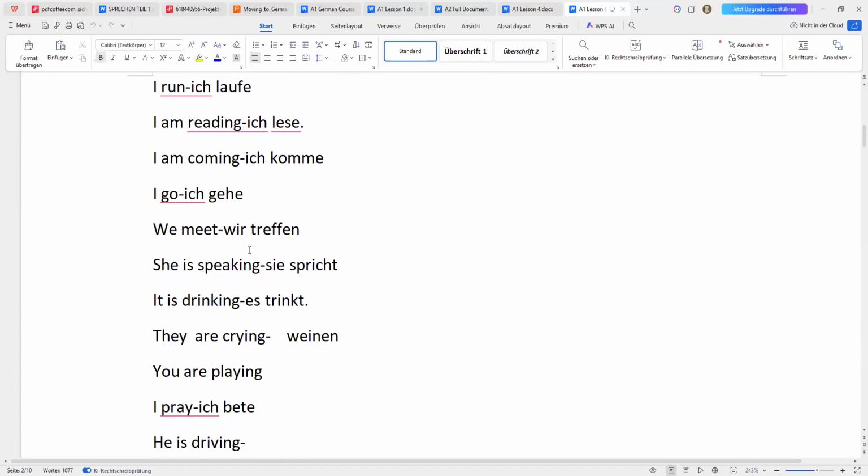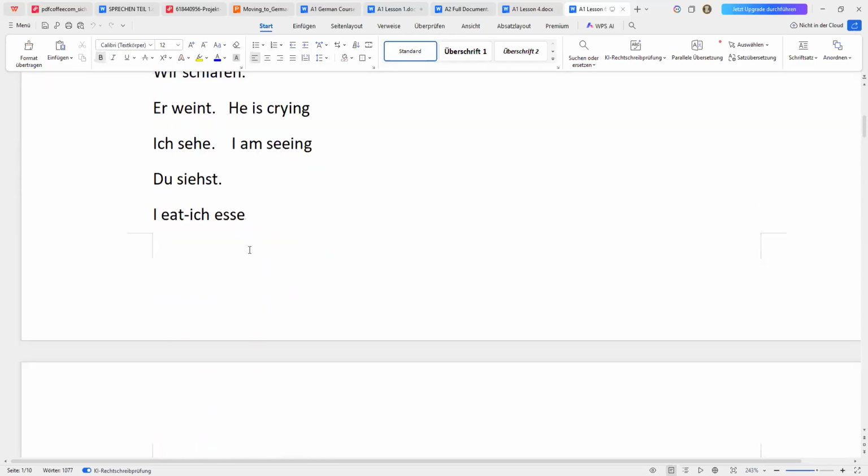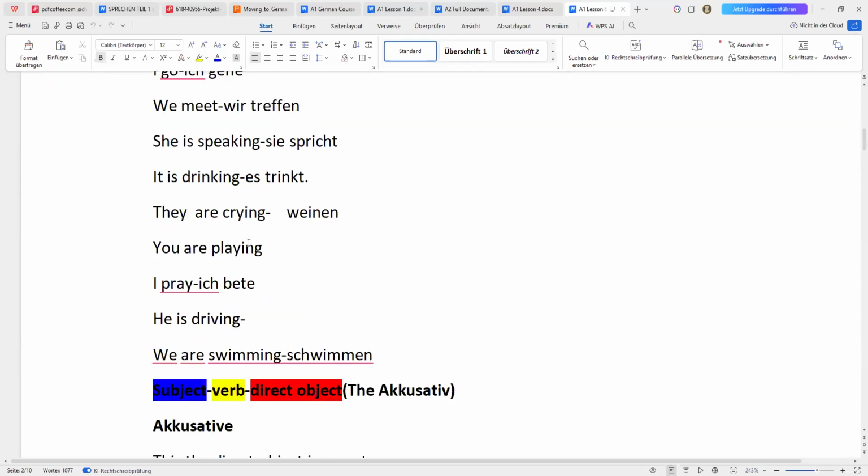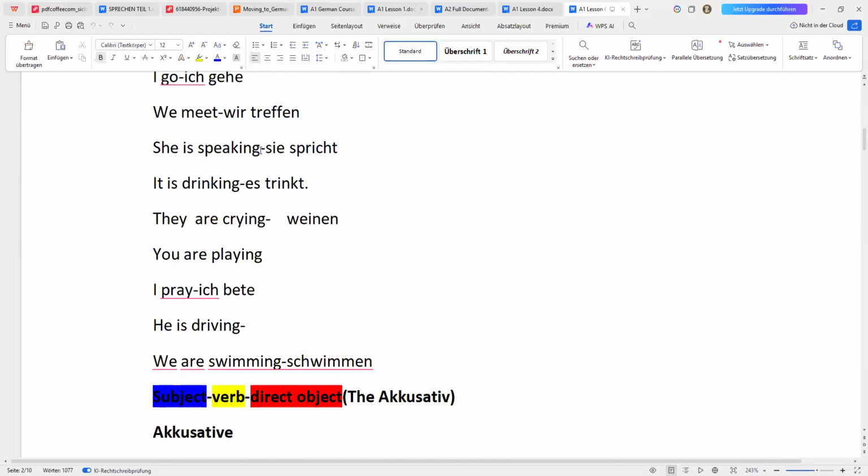Now, those are sentences. Like here, I have sie spricht. Sie is the subject and spricht is the verb. So, when you just add something, you have a complete sentence. So, that is the first sentence structure: subject, verb.